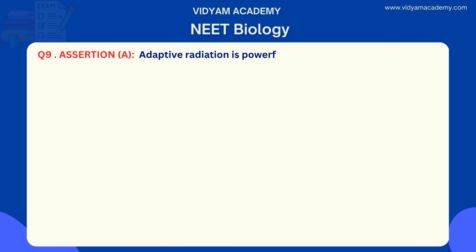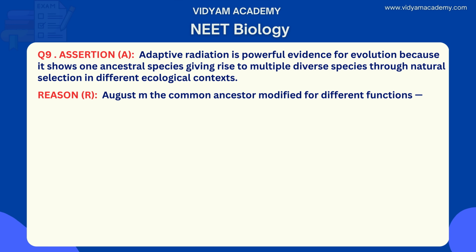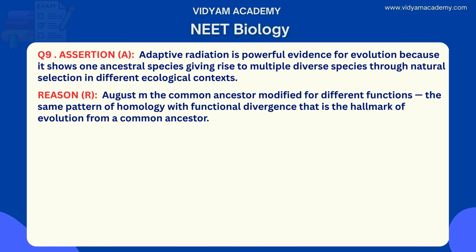Let's move to question number 9. Assertion A: Adaptive radiation is powerful evidence for evolution because it shows one ancestral species giving rise to multiple diverse species through natural selection in different ecological contexts. Reason R: The diversified species in adaptive radiation retain homologous structures from the common ancestor, modified for different functions. The same pattern of homology with functional divergence is a hallmark of evolution from a common ancestor.